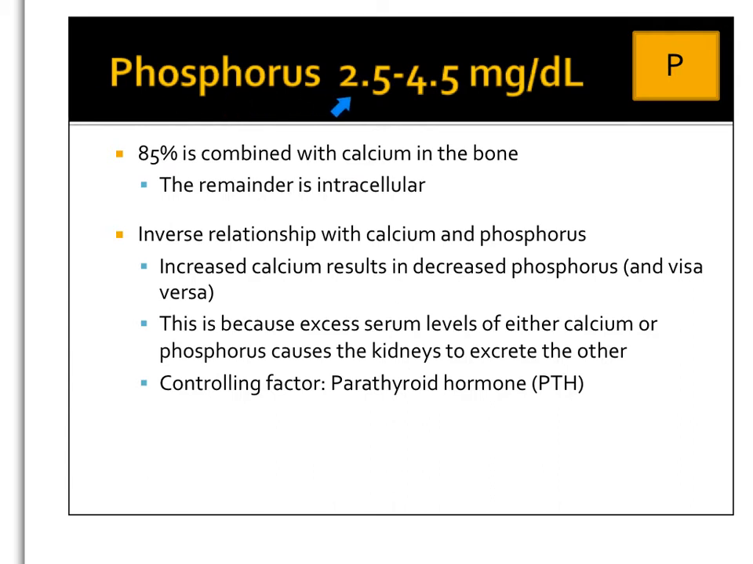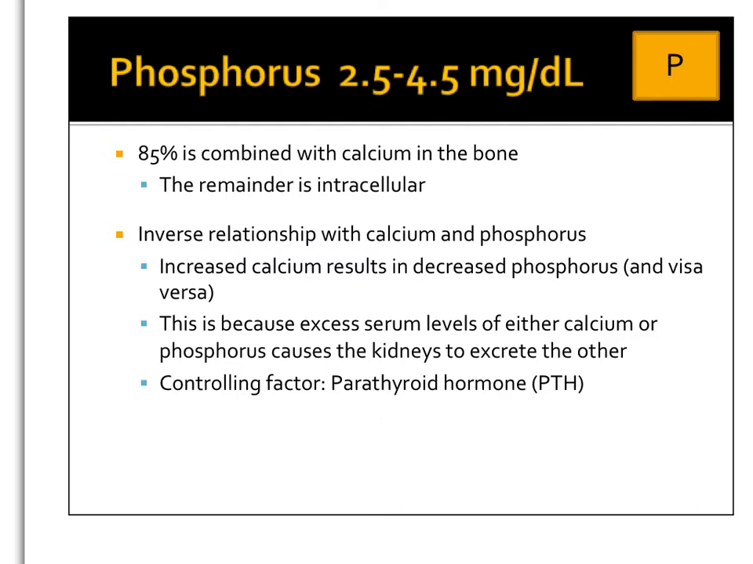Moving on to phosphorus. Normal phosphorus level is going to be 2.5 to 4.5. 85% of phosphorus is found in the bone with calcium, and the remaining 15% will be found in the intracellular fluid. Now, just like with magnesium, there is an inverse relationship between calcium and phosphorus. Increased calcium results in decreased phosphorus, and vice versa. So when there's high phosphorus, then we have low calcium. This is because serum levels of either calcium or phosphorus will cause the kidney to excrete the other.